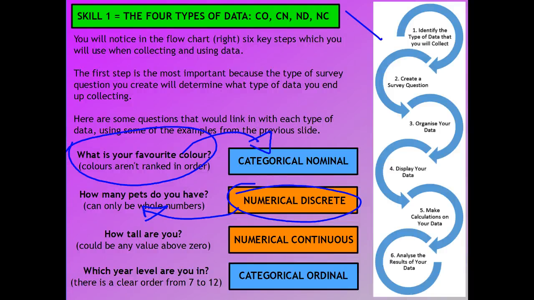Over on the right-hand side, you'll see 6 steps that are involved when you're doing a survey and collecting data. At the moment, we're just focusing on the first 2. So you need to identify the type of data that you will collect and then create a question that will result in collecting the right type of data for you.